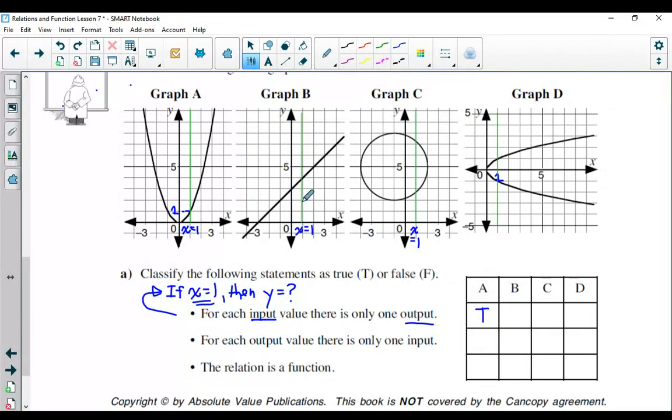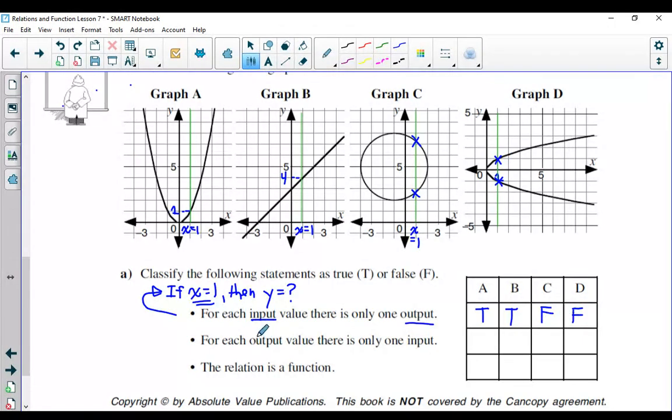Okay, this one, no problem, because when x is 1, y would be equal to 4. So that's true for graph B. Now for this one, this is a problem, because if you draw a vertical line at x equals 1, you actually have two possible y values. You have a y value here, and you have one at the very top. So that's false. And the same thing for this graph. You would have two spots where it crosses this graph. Therefore, that would also be false.